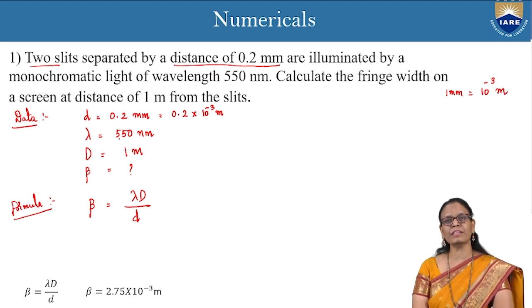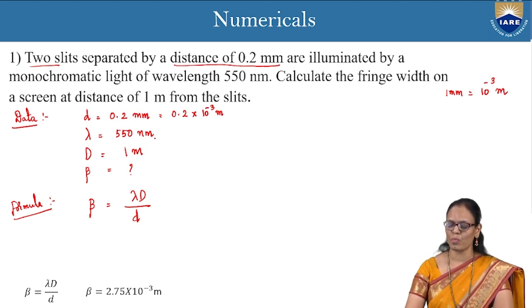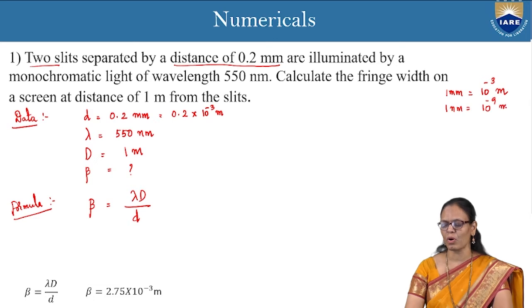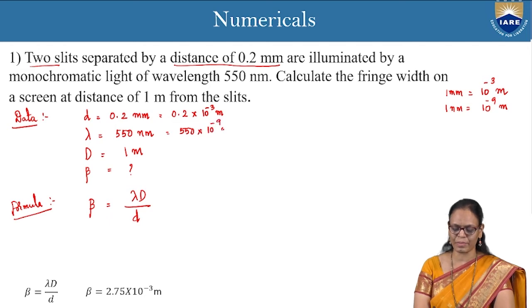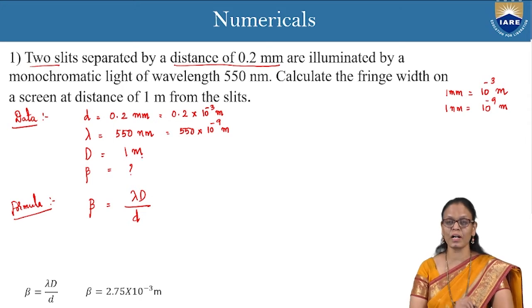Then we have the wavelength in nanometer. 1 nanometer is equal to 10 power minus 9 meter. All these conversions you need to remember. Nano means 10 power minus 9. So this will be 550 into 10 power minus 9 meter. And capital D is in meter, so there is no need to convert. So we have got small d, lambda and capital D.